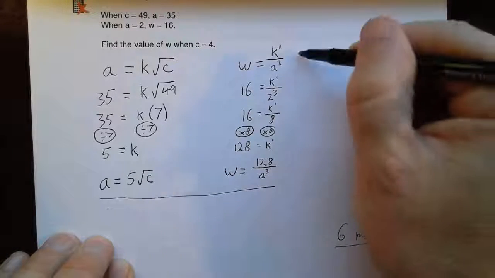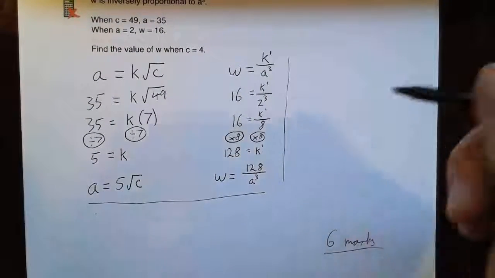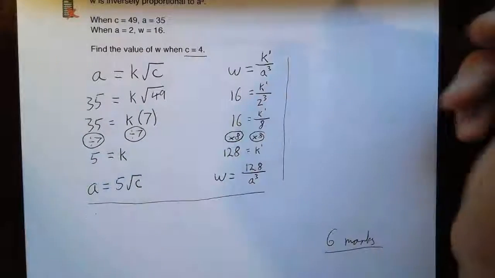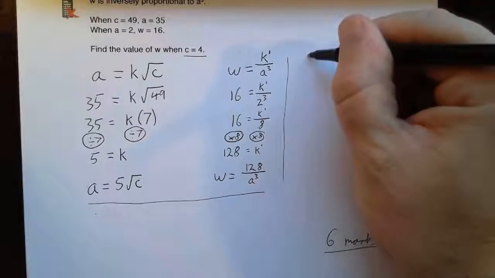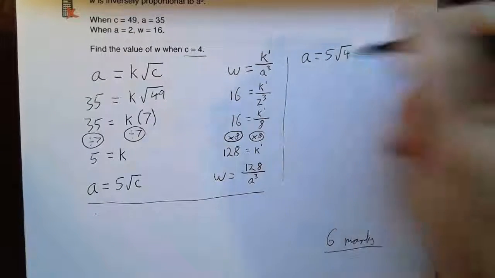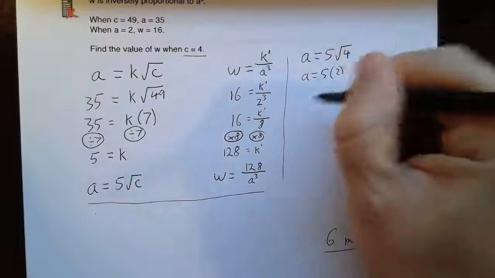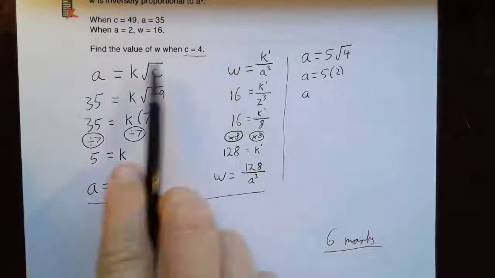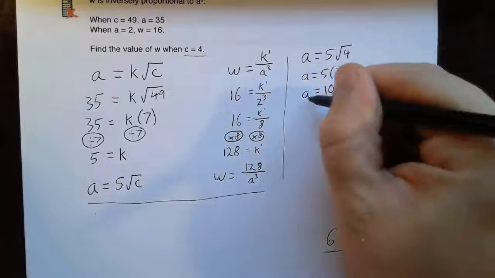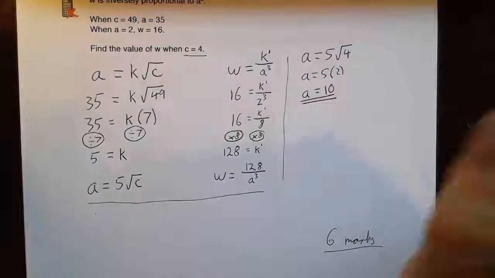I'm going to carry on my next stage of working just here. So when C equals 4, I'm going to substitute into this one. So A equals 5 root 4. So A equals 5 times 2. So when C equals 4, A must be equal to 10. Not done yet. I need to find the value of W.